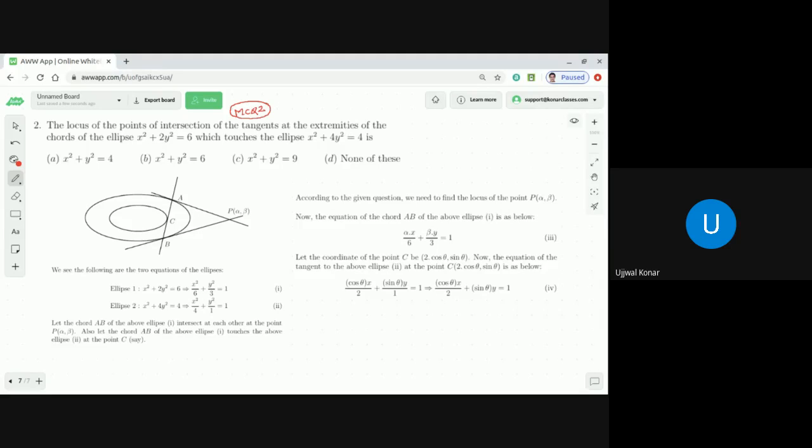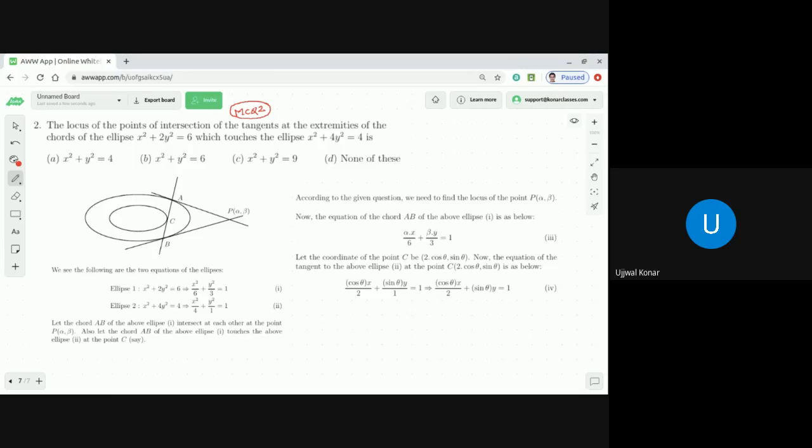Let the coordinate of the point C be 2 cos theta, comma sin theta. Why? Because we took the parametric form, A cos theta, B sin theta. In case of the second ellipse, x square by 4 plus y square by 1 equal to 1, A is 2 and B is 1. 2 square is 4. So we took the parametric one.